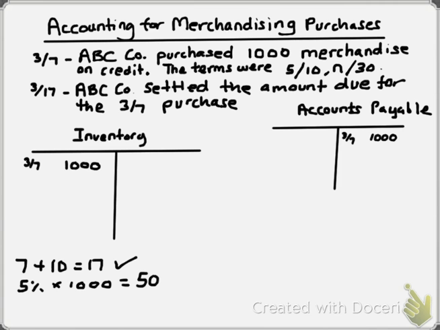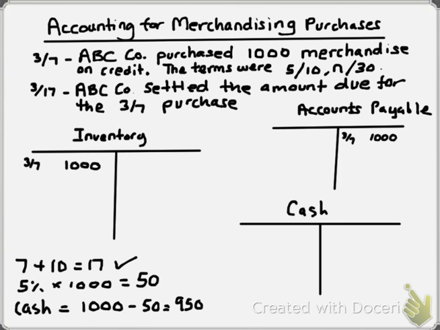Now the next thing to do is figure out how much we are going to pay. Are we going to pay the entire $1,000 that we owe? No, we're going to subtract the discount of $50 and we're going to pay cash of $950 to our vendor. Now let's go ahead and record the transaction that occurred on the 17th when we pay the vendor. What are the accounts affected by the transaction? There are 3 of them. We know that we're going to pay cash of $950. So you can draw your T account for cash, and we know that when we pay cash, cash is credited. So we're going to credit cash for $950.